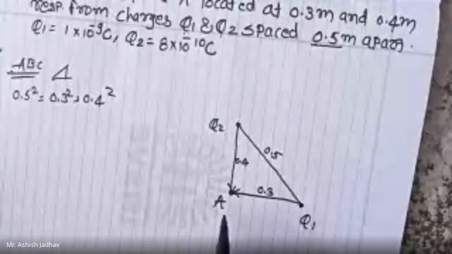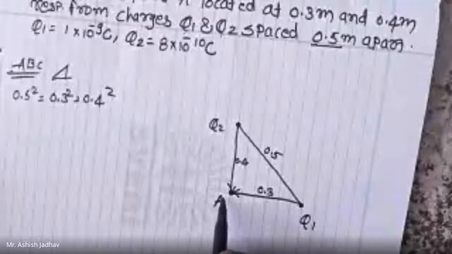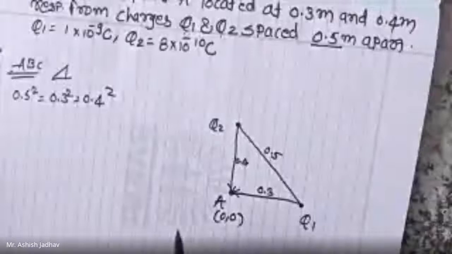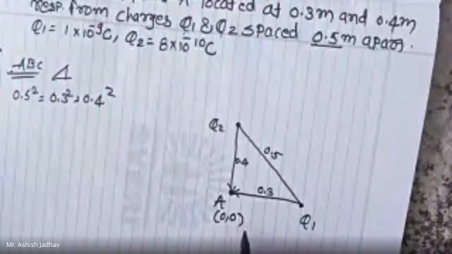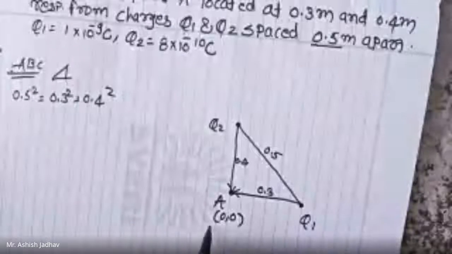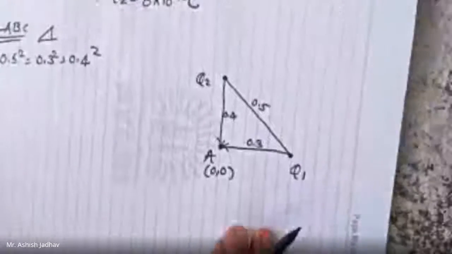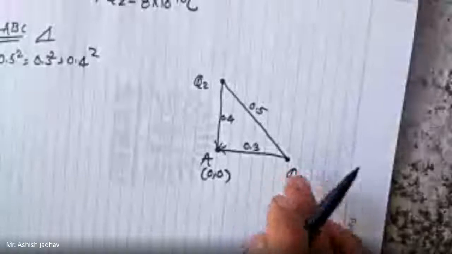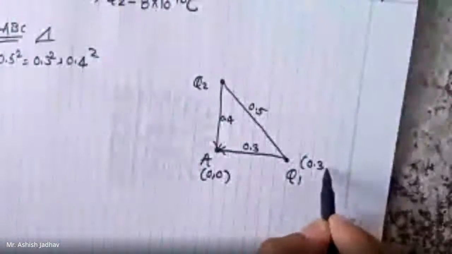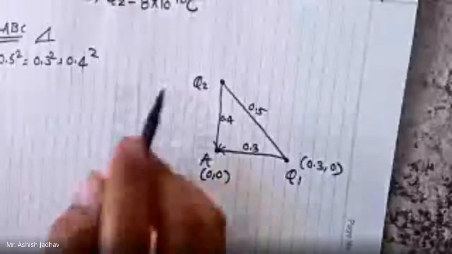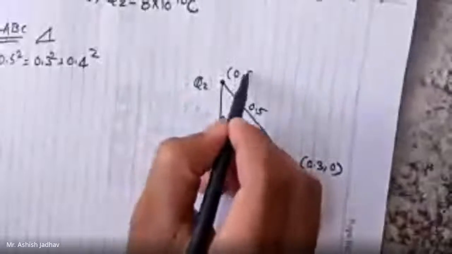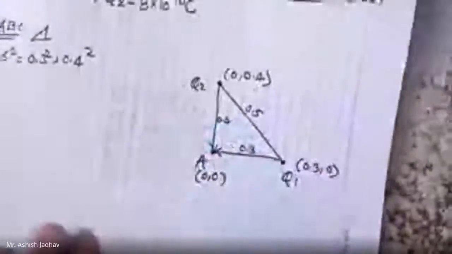We can complete the example. So let us assume this point A is at the origin. That means the coordinates of A will be 0, 0. Next, if this is 0, 0, what are the coordinates of point Q1? Q1 will be 0.3, 0. And what will be the coordinates of Q2? Q2 will be 0, 0.4. Now you have the coordinates.